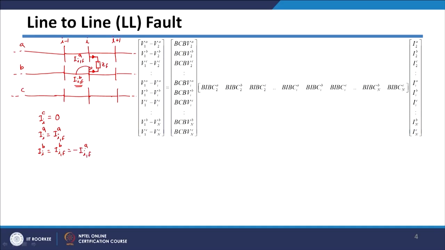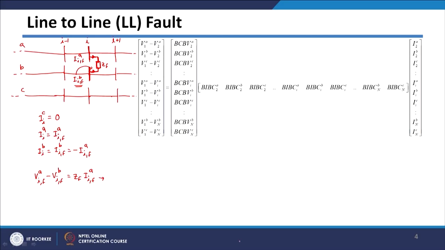Now, if you see the voltage equation, the voltage difference between phase A and phase B will be equal to the voltage across this impedance here. So, in this case I can write the voltage at bus A post fault minus the voltage at bus B post fault will be equal to ZF into the fault current in A phase. This voltage difference between the A and B phases is nothing but the impedance drop across these two phases. So this equation is valid there.